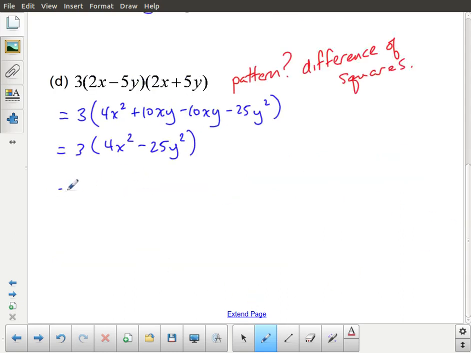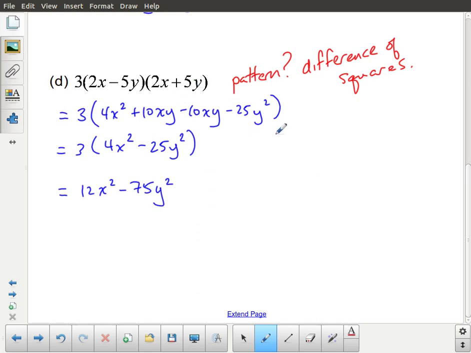And the last thing we need to do, because this question did say expand and simplify, is multiply this 3 into the bracket. 3 times 4 gives me 12, and that's on an x squared. And 3 times 25 gives me 75. That's a negative though, and that's on a y squared.